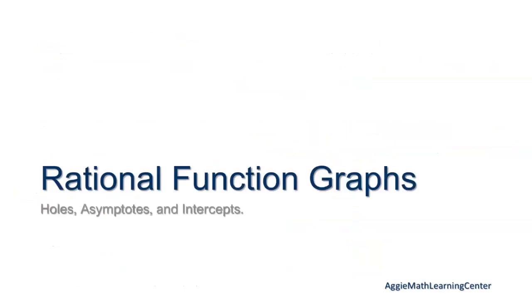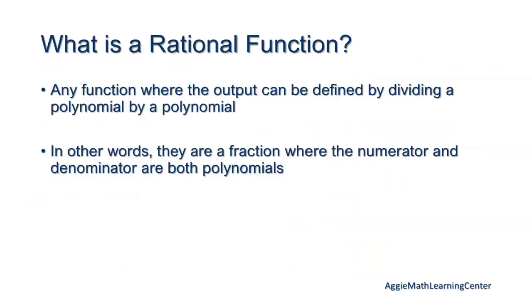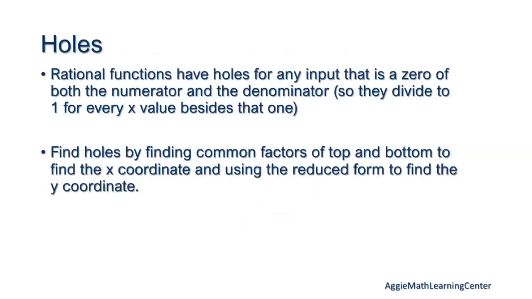So now we'll be going on to rational function graphs. A rational function is any function where the output can be defined by dividing a polynomial by a polynomial. In other words, it's a fraction where the numerator and denominator are both polynomials. So you have some sort of a_n x to the n plus ... over b_m x to the m plus ... So you have a polynomial in the numerator and a polynomial in the denominator. And to graph them, we need to look for certain things: holes, asymptotes, x and y intercepts, and I believe that's the list.